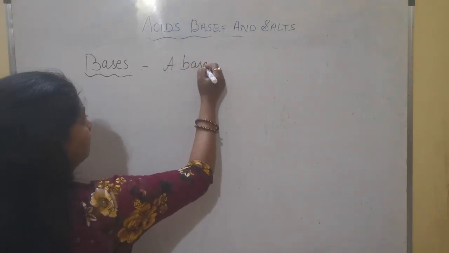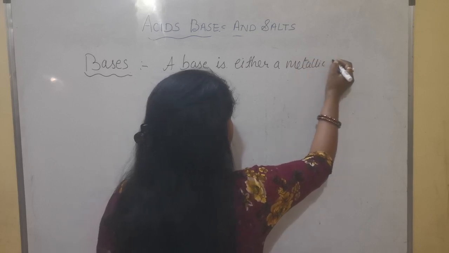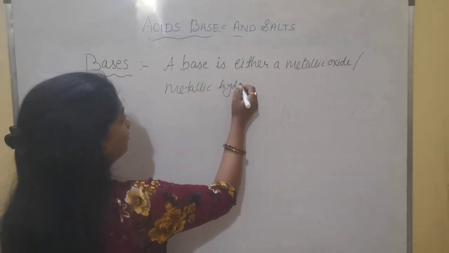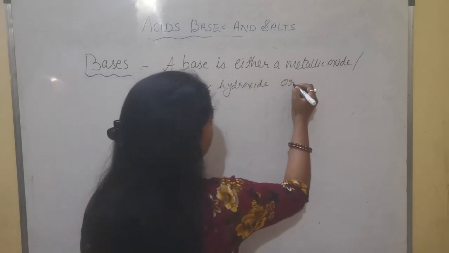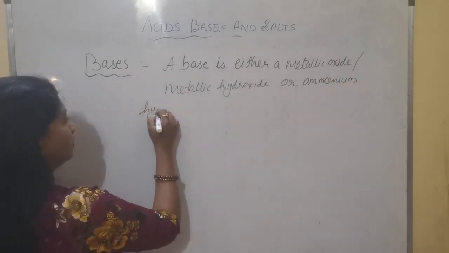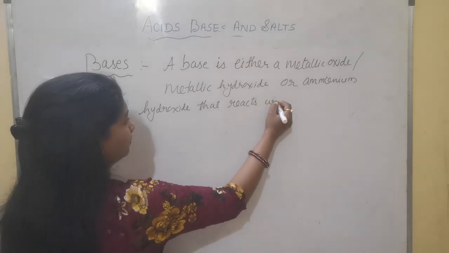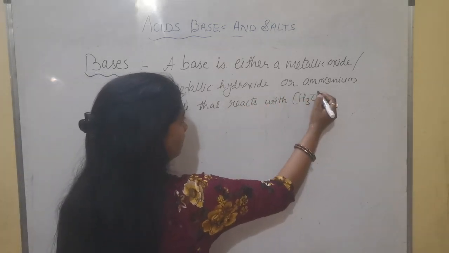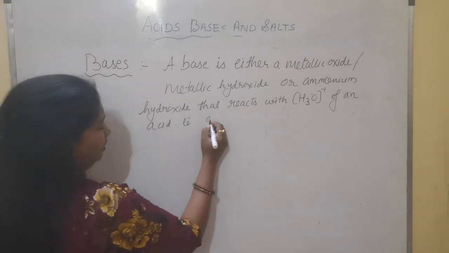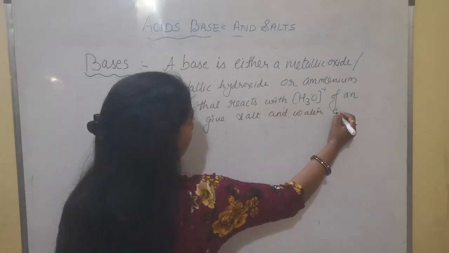A base is either a metallic oxide, metallic hydroxide, or ammonium hydroxide that reacts with hydronium ion of acid and acid to give salt and water only.